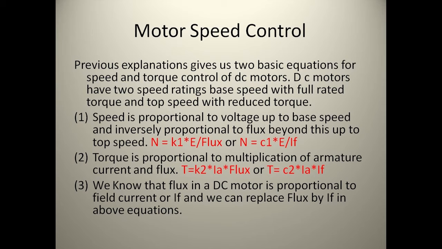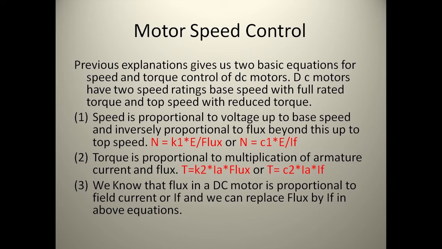DC motors have two speed ratings: base speed with full rated torque and top speed with reduced torque. Equation 1, speed is proportional to voltage up to base speed and inversely proportional to flux beyond this up to top speed. Speed equals a constant multiplied by armature voltage and divided by field flux. This means speed of motor equals a constant multiplied by armature voltage divided by field current.